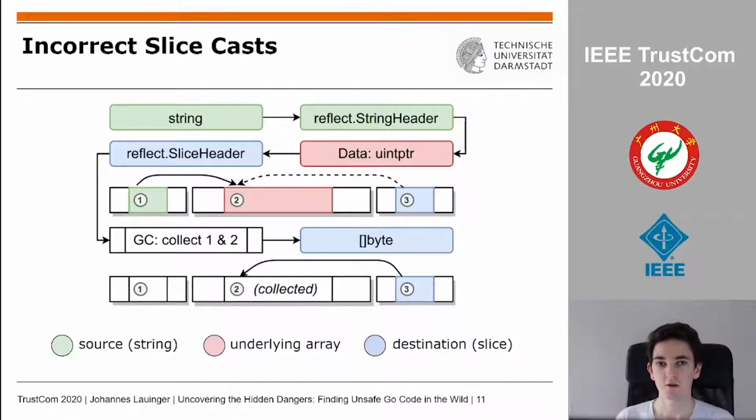Now, at this point, note that the string and the string header values are never used again. If the garbage collector runs at this point, and remember that it can run at any point because it's concurrent, then it will free both the string and the backing array. And now, when we convert the slice header to an actual slice, although the reference becomes a strong reference now, the backing array is already freed. And therefore, the resulting slice is a dangling pointer into invalid memory, and therefore it could be used to perform code injection or information leak exploits.